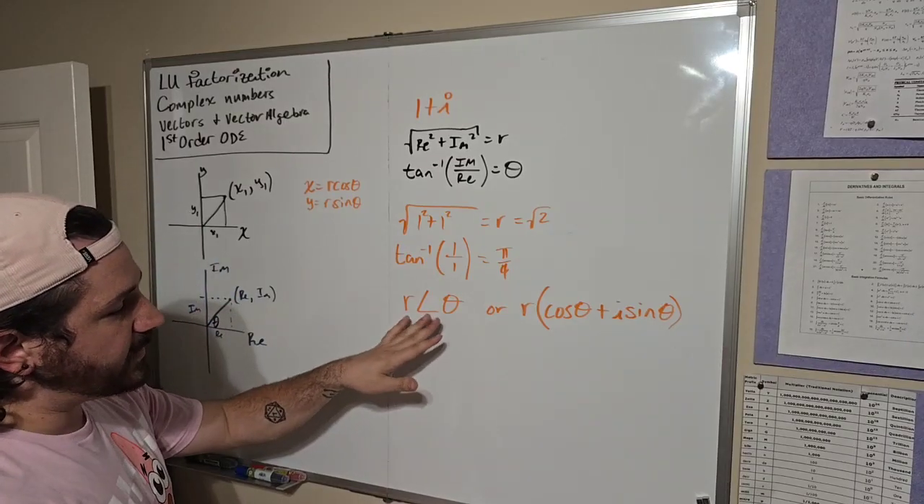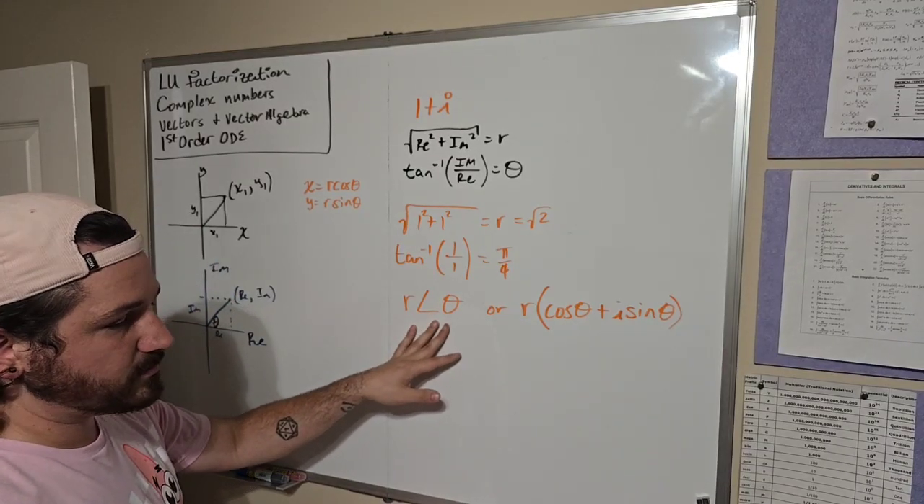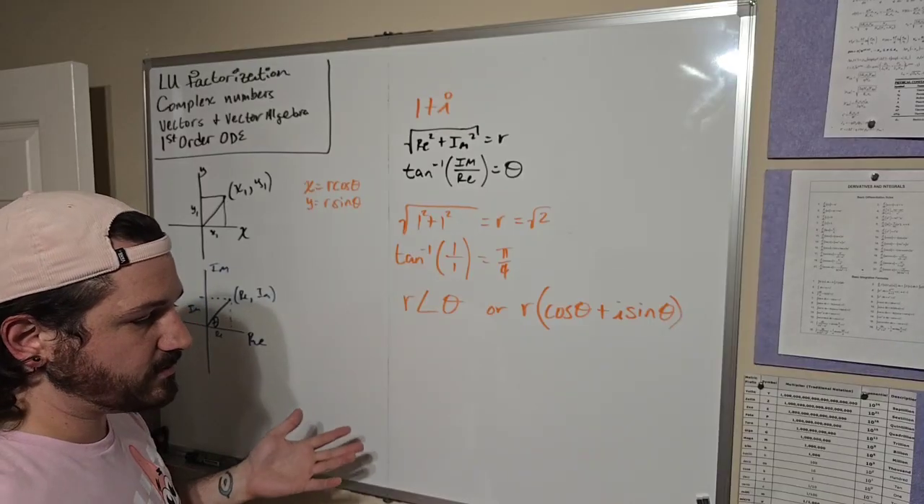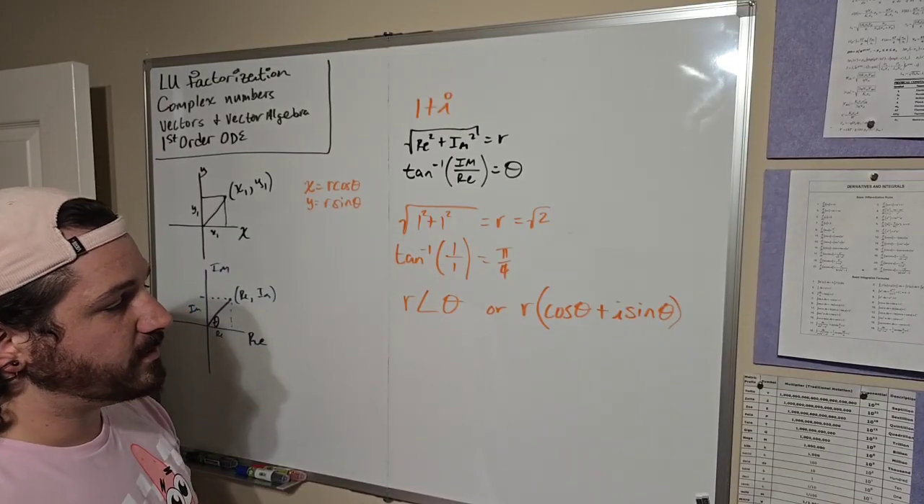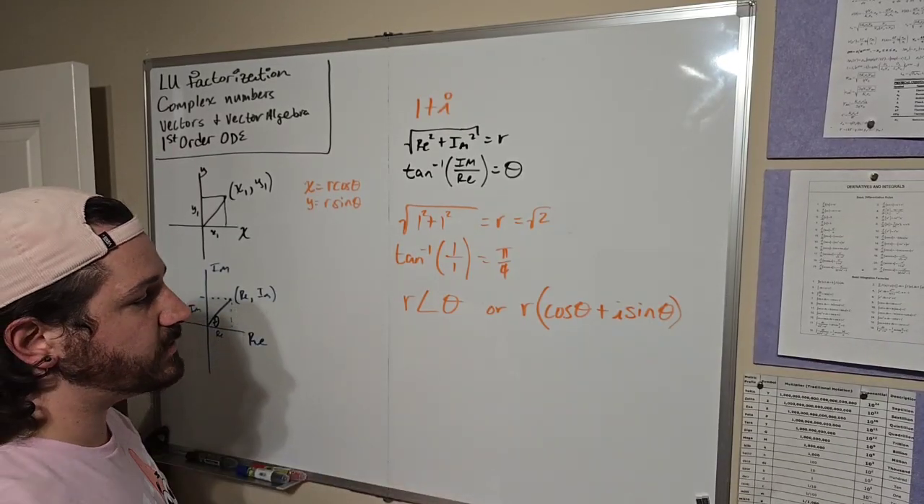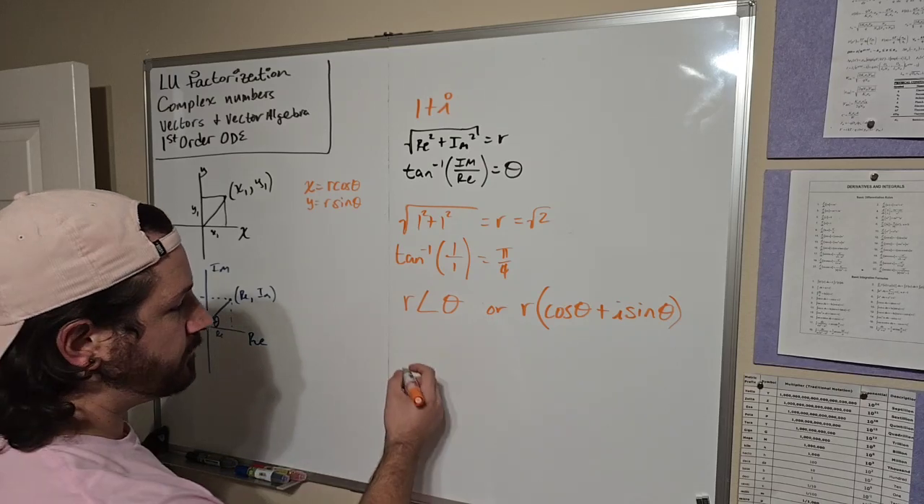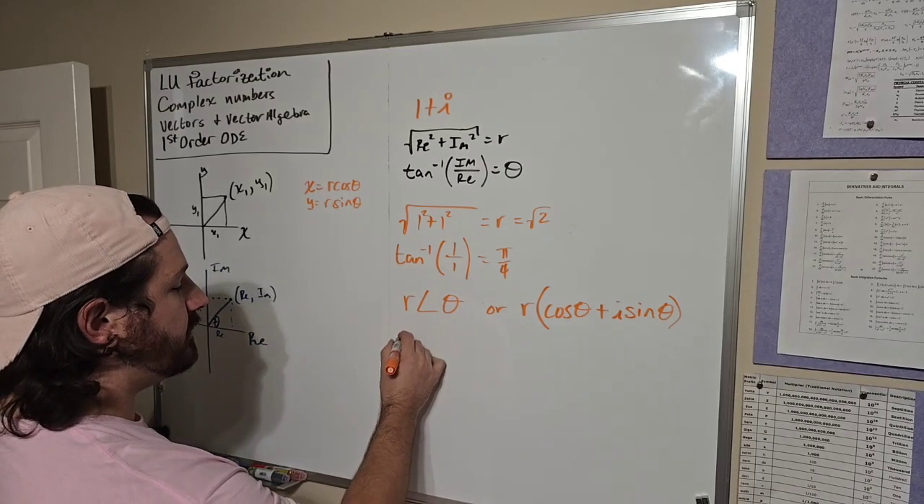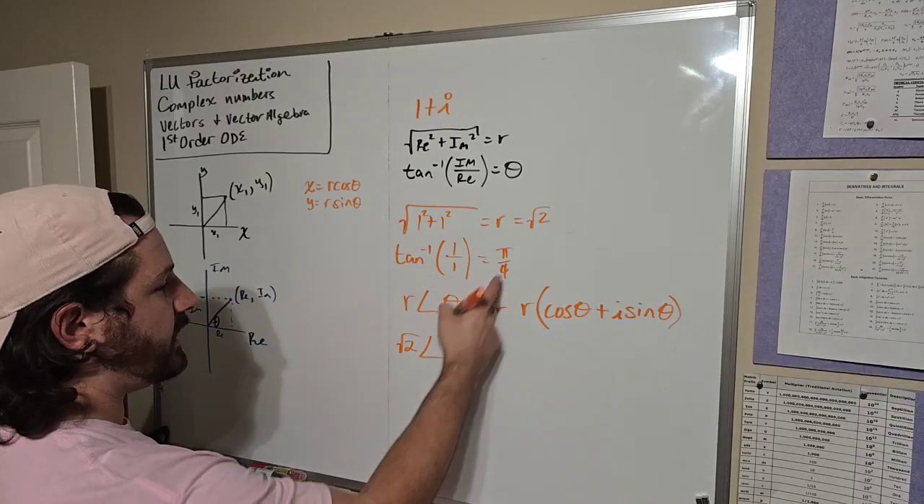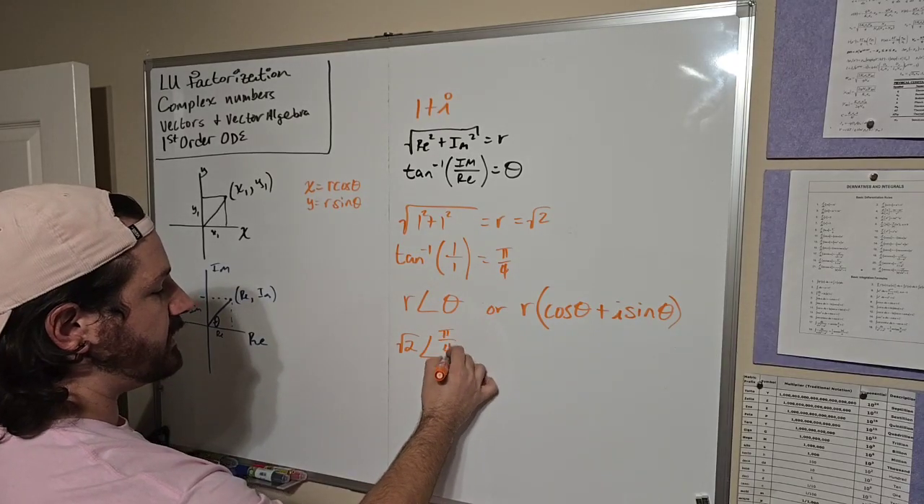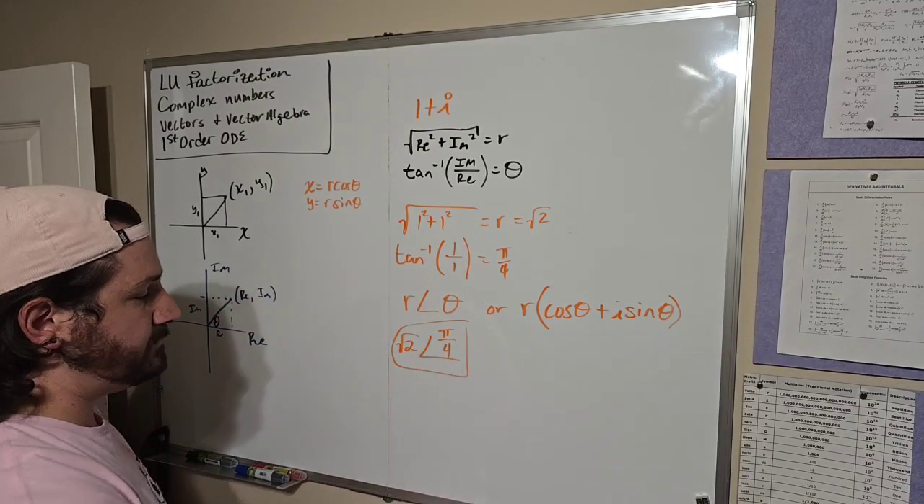A lot of times in electrical engineering we use this notation here, which we call phasor notation, but it's also still just polar. Most of the time in your math classes you'll use this cosine sine representation. They're both the same. So let's go and plug everything in real quick. We get root 2, and then we have our angle of pi fourths. Easy peasy, that's our polar.